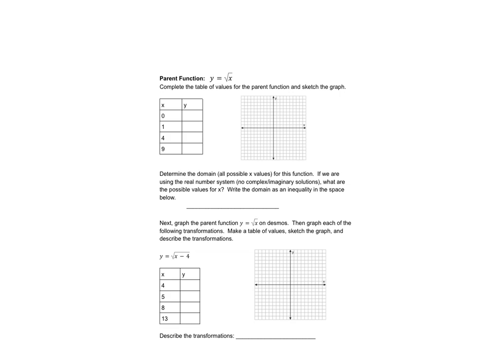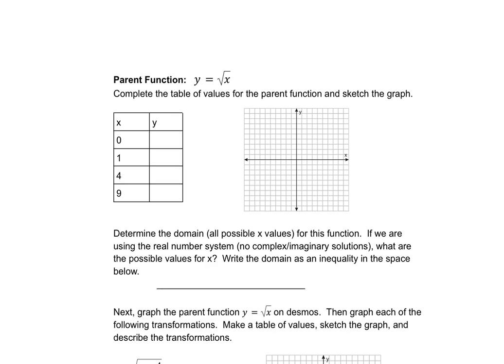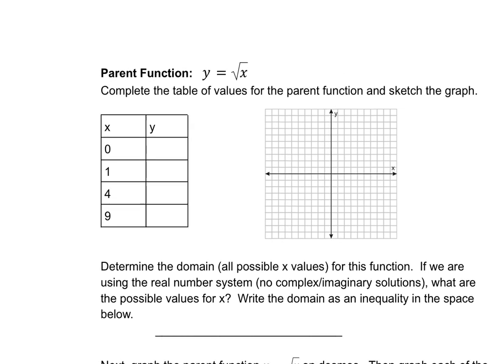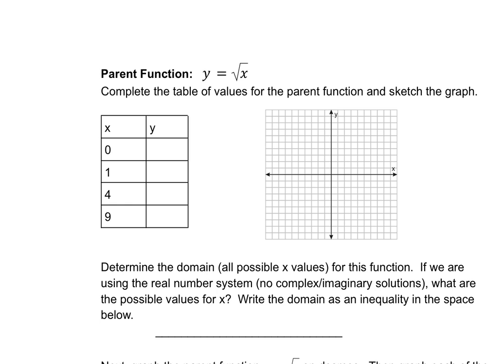Okay, so let's just do a quick look at the parent function for a square root, okay? And so I made a quick table of values over here. We're going to complete that. We're going to use this as our formula: y equals the square root of x. So if x equals 0, y would equal the square root of 0, which is just 0. So one of our ordered pairs is at (0, 0).